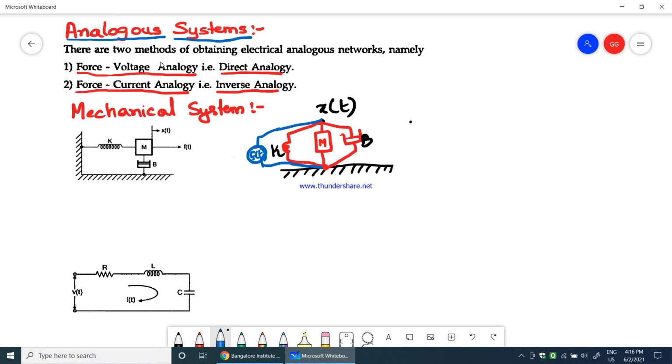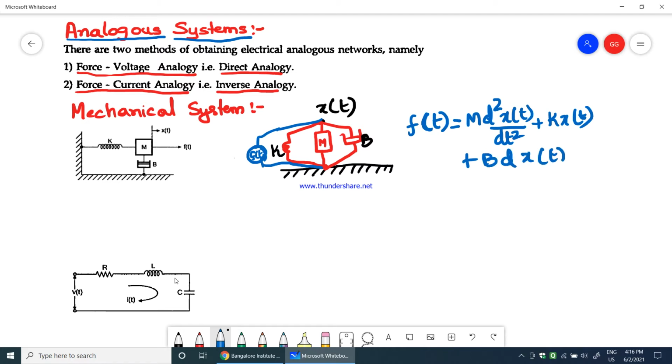Therefore, when we write the equation for this, we'll have a single equation. Sorry, this is f of t equals, by mistake I wrote x of t. The force applied, f of t, equals mass m into d square x of t by dt square, plus spring k into x of t, plus damper b into dx of t by dt.